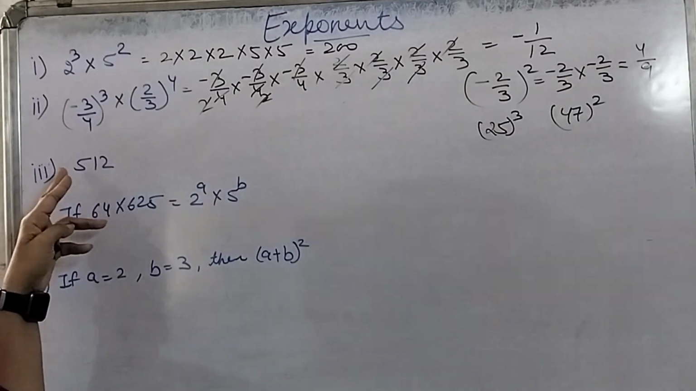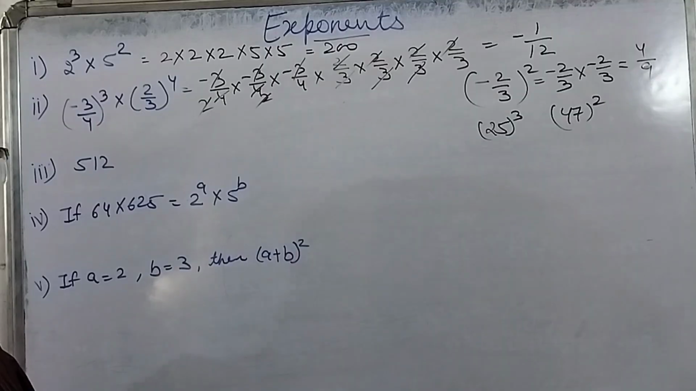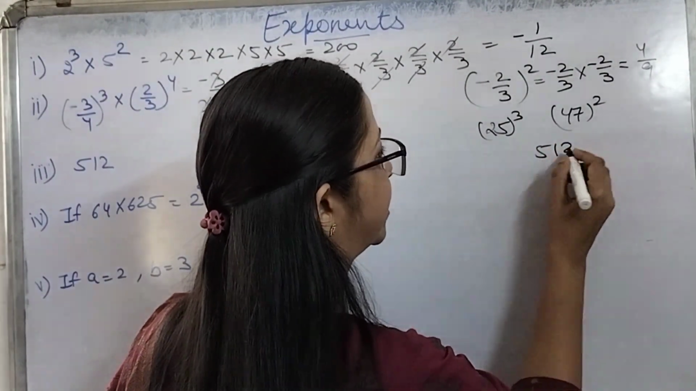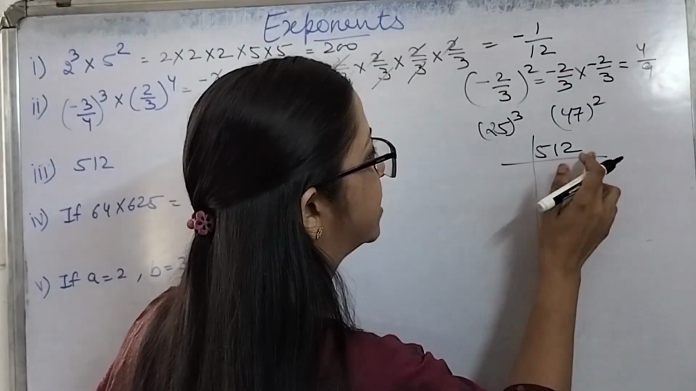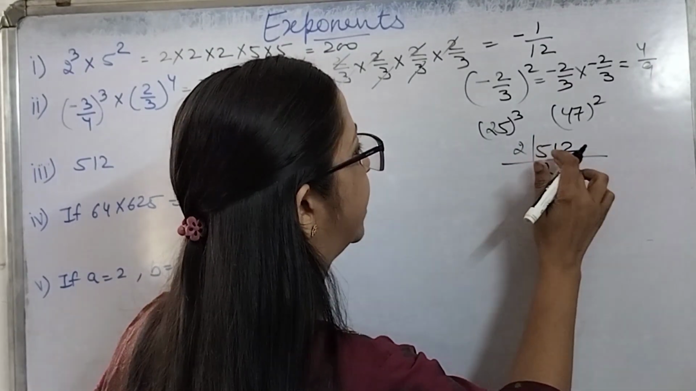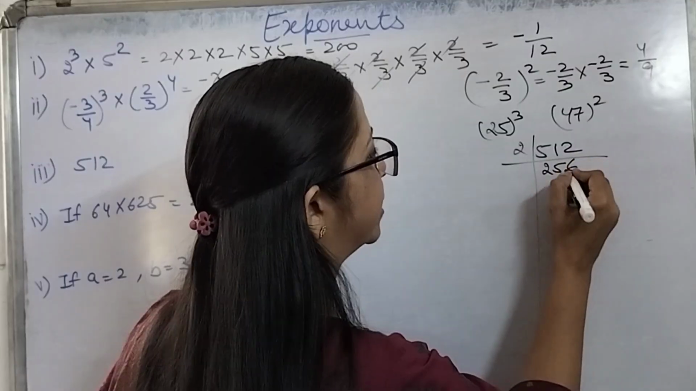Now, if we have to write 512 in the exponential form, how will we write it? So first of all, we will do the prime factorization. 512. It is divisible by 2 because it is an even number. So 2 2s are 4, then 2 5 is 10, and 2 6 is 12.